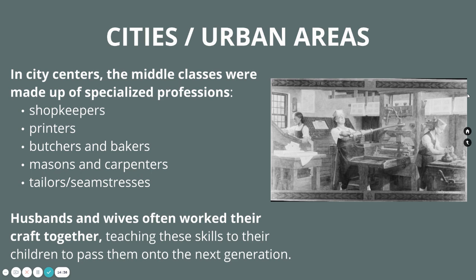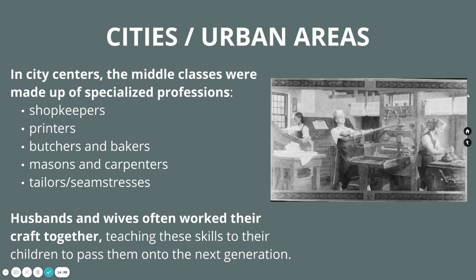Butchers and bakers who are going to be feeding the people within the area. Of course, masons and carpenters helping to build up new homes, new buildings for businesses, right? As more and more people come in, we're going to be needing more and more masons and carpenters to house them. Tailors and seamstresses, right, to provide the clothes that these people will be wearing. So this is where we see a lot of those specializations begin to rise up, and that's really here in the cities.